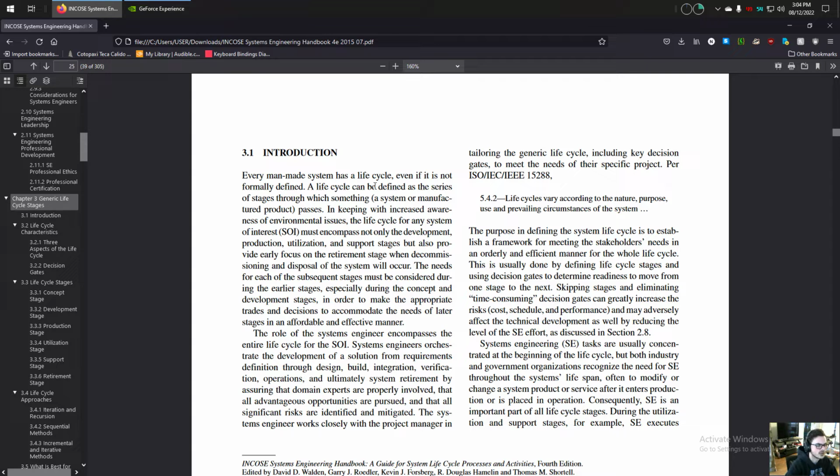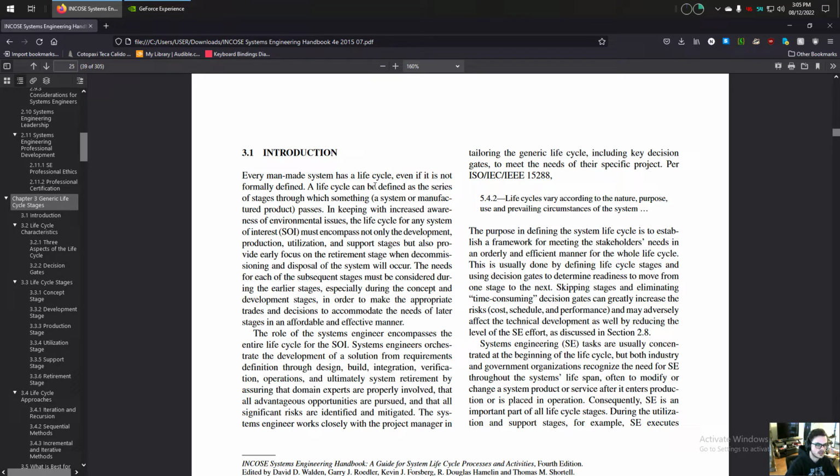The role of the systems engineer encompasses the entire life cycle for the systems of interest. Systems engineers orchestrate the development of a solution from requirements definition through design, build, integration, verification, operations, and ultimately system retirement by assuring that domain experts are properly involved, that all advantageous opportunities are pursued, and that all significant risks are identified and mitigated. The systems engineer works closely with the project manager in tailoring the generic life cycle, including key decision gates, to meet the needs of their specific project.